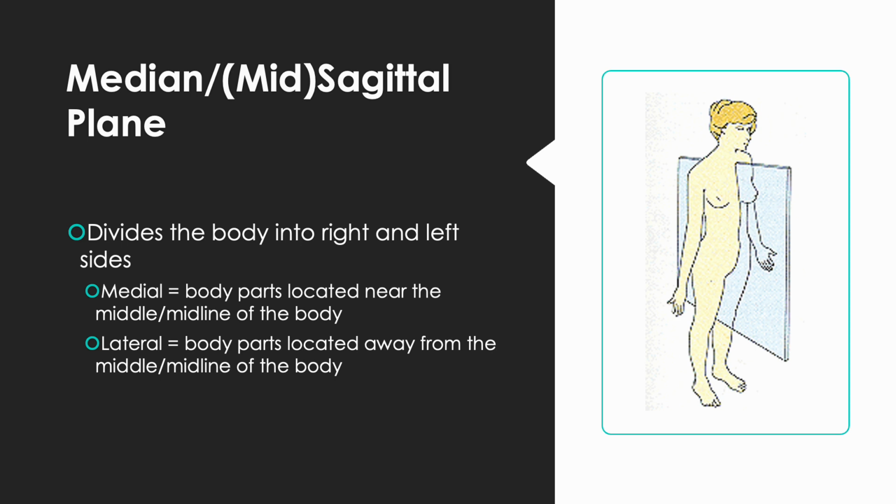The second plane is a median or a sagittal plane. They're often used interchangeably. This does what it sounds like it does. It cuts it down the middle. So when you divide the body with a median or a sagittal plane, you are making a left and a right side, or a medial and a lateral side of the body. So if something has a median or a sagittal cross section, you are cutting it into right and left.